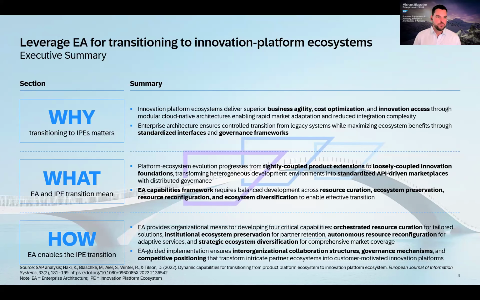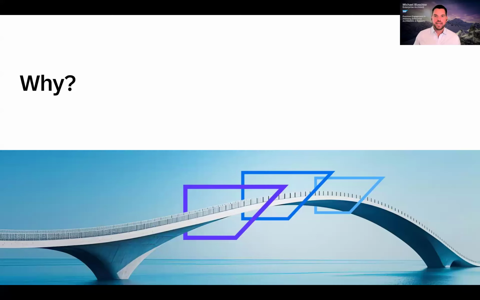Okay, let's move to the why section. We start with why to establish the compelling business case for IPEs and your organization's transition to these IPEs before we later explore how enterprise architecture can help in this transition. To me, a business-first approach is super important. IPE transition must be driven by clear business value, not just technological trends out there being potentially hyped. Enterprise architecture decisions require strong business justification to succeed.